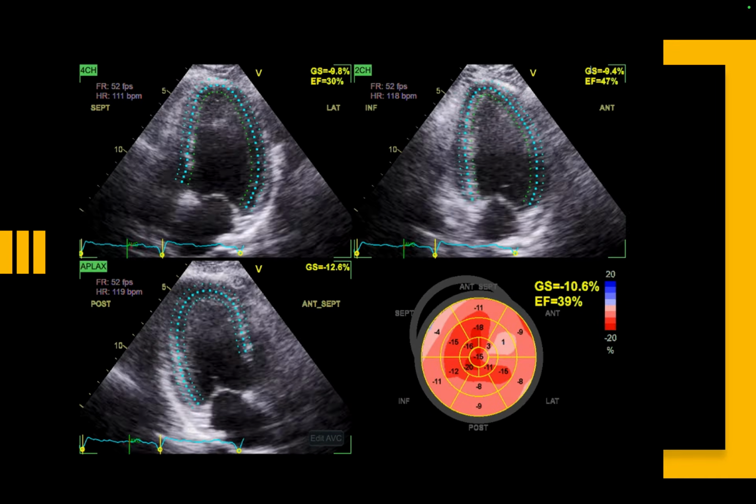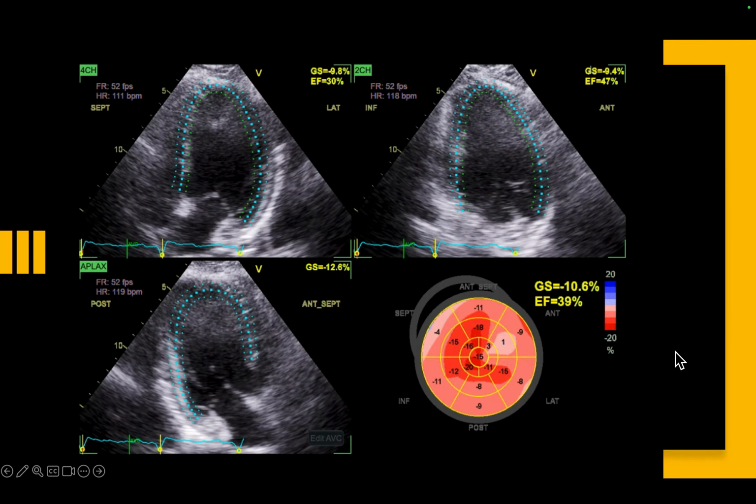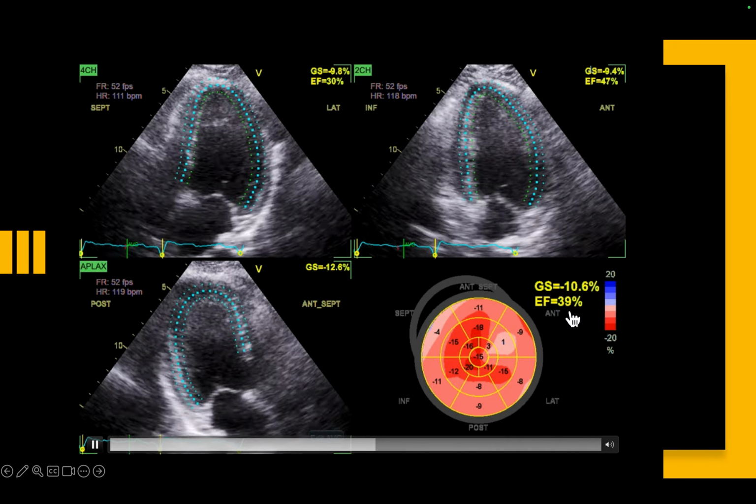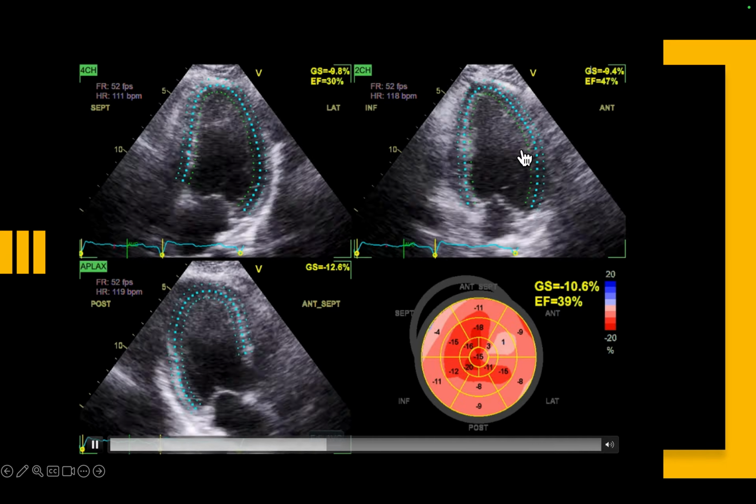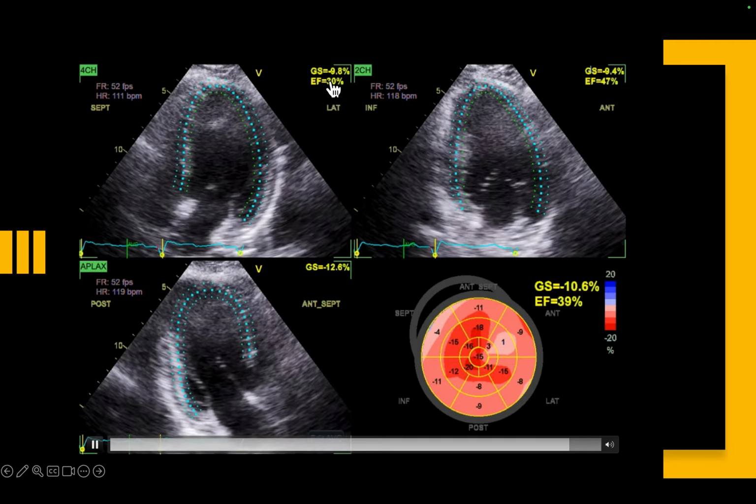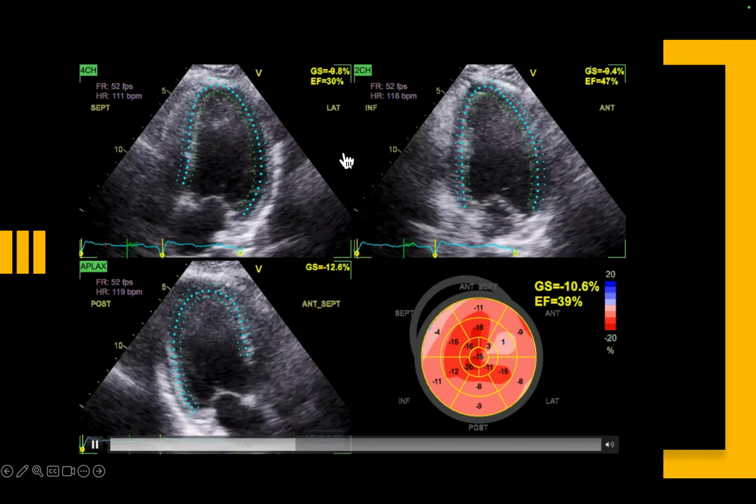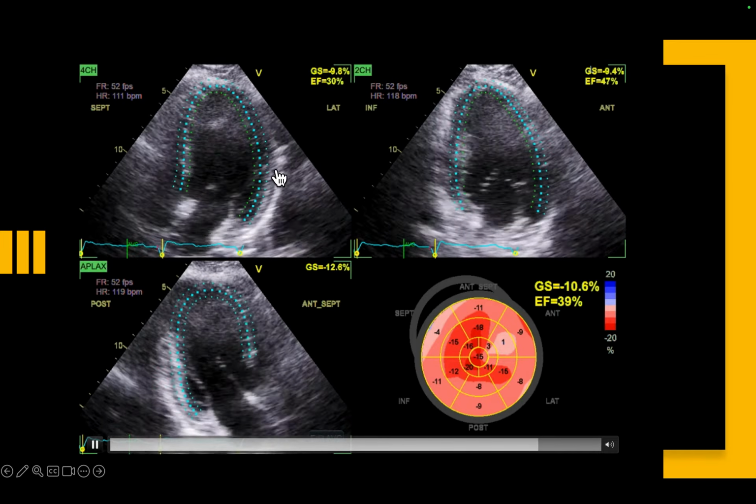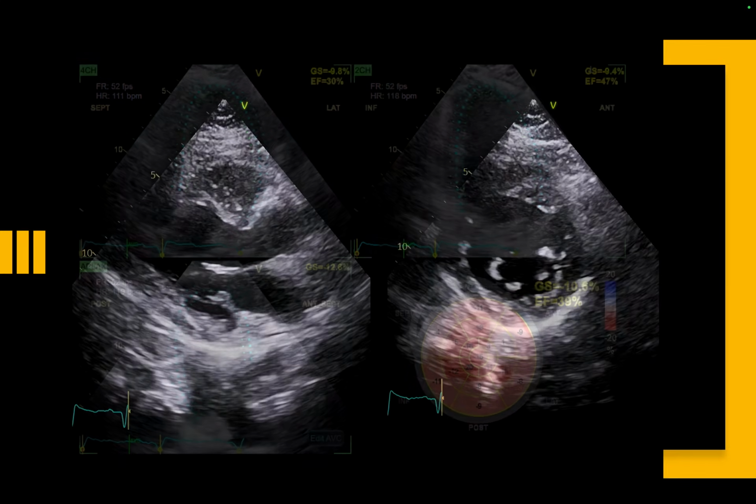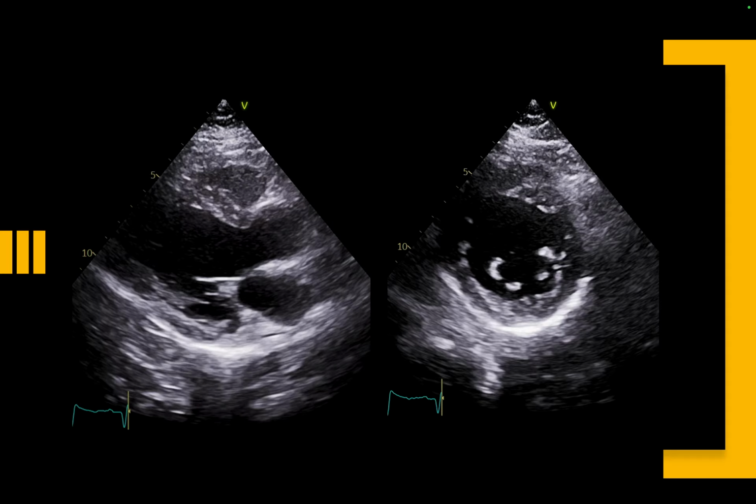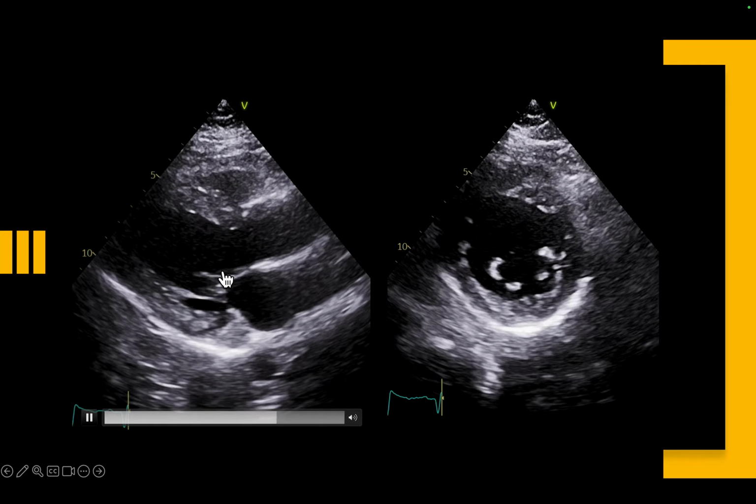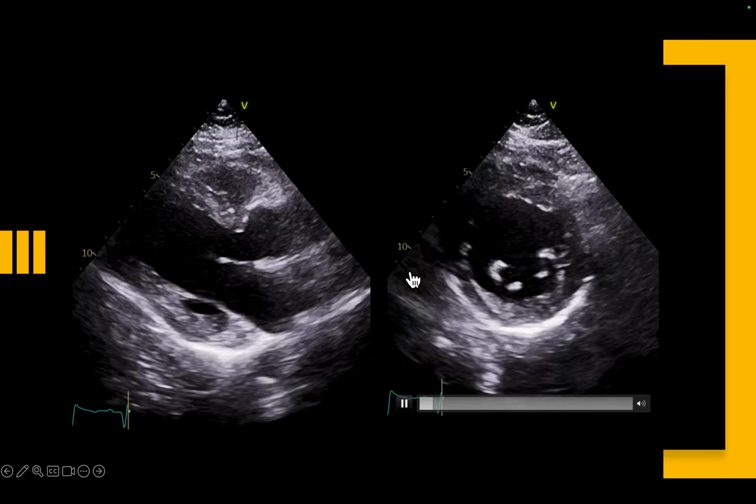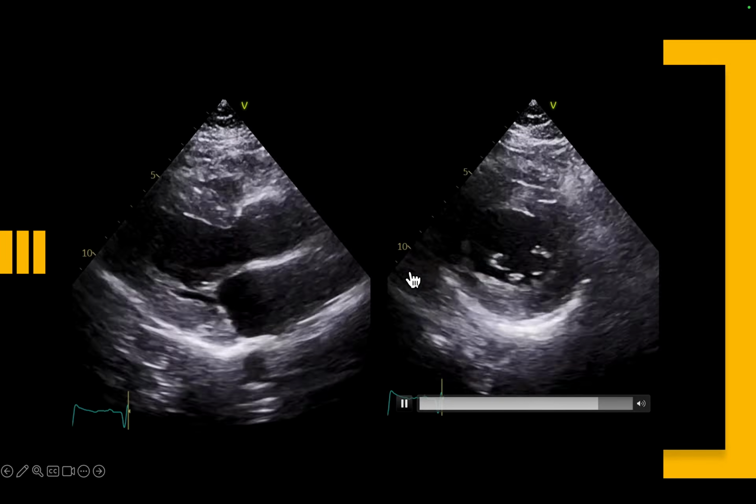We did her echo, and her LVEF was not as good. You can see the tracking on the lateral wall is not perfect, but you still see the GLS is less than 10 and the ejection fraction is about 40%. Here what we see is that the LV is dilated and hypocontractile, with mild LV systolic dysfunction.